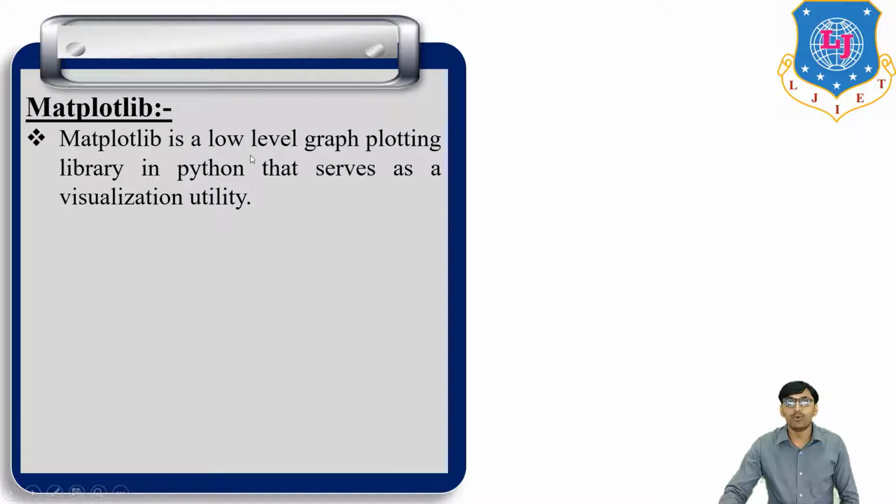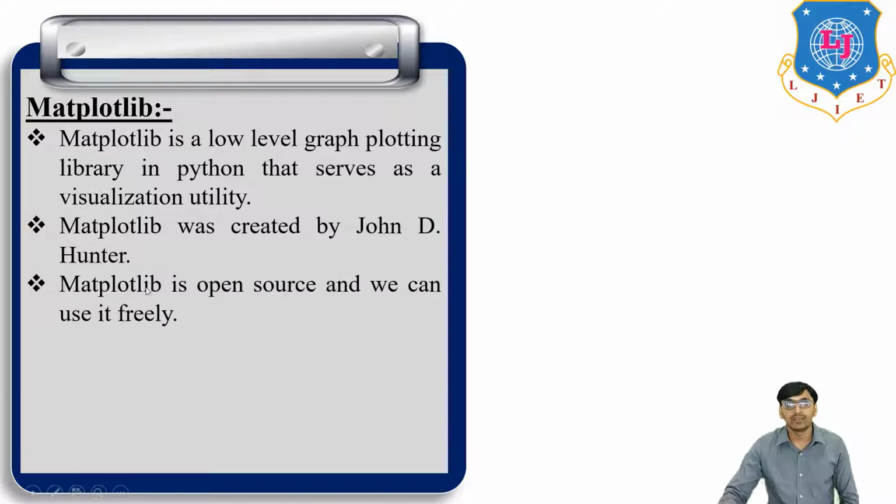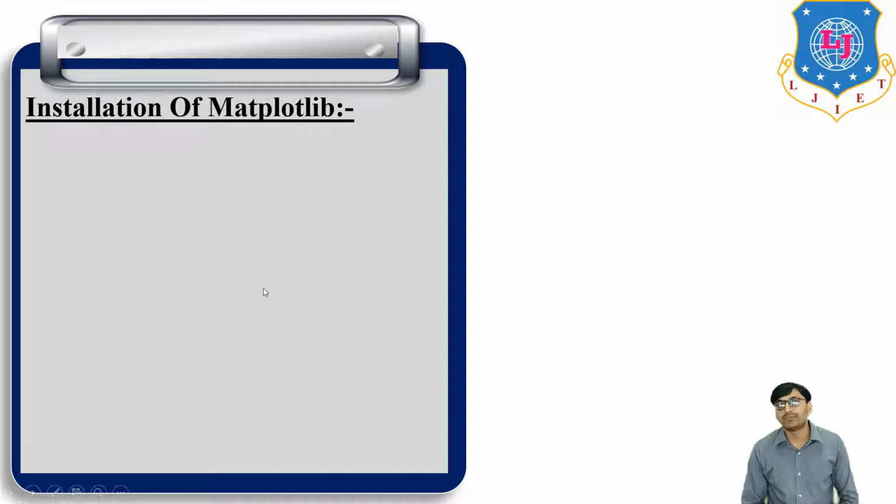Matplotlib is a low-level graph plotting library in Python that serves as a visualization utility. Matplotlib was created by John D. Hunter and it is open source and we can use it freely. So matplotlib is one type of library for plotting graphs, and it is used in Python.